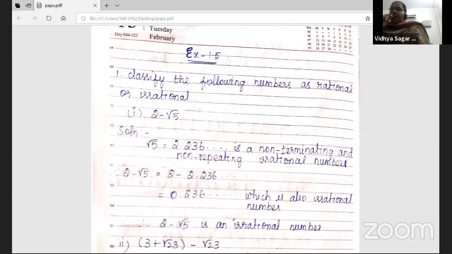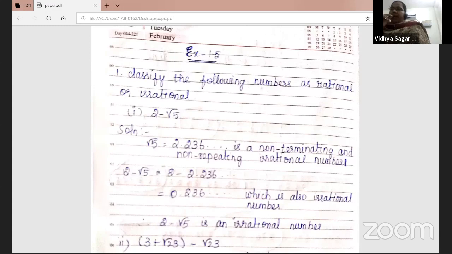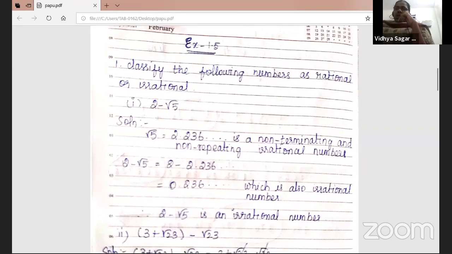And then I have a value 2 also. So 2 minus root 5. I know the value of root 5 is 2.236. So 2 minus 2.236 is 0.236. It's also an irrational number. Okay, now next, the second one.